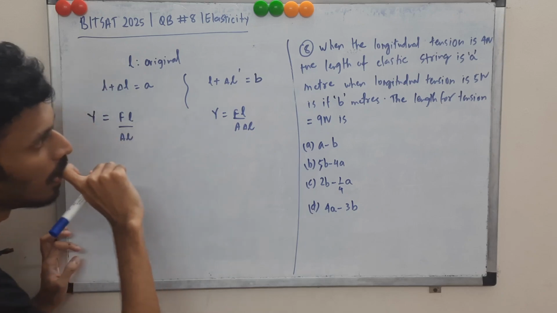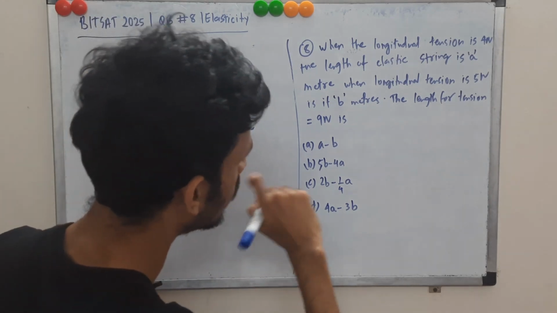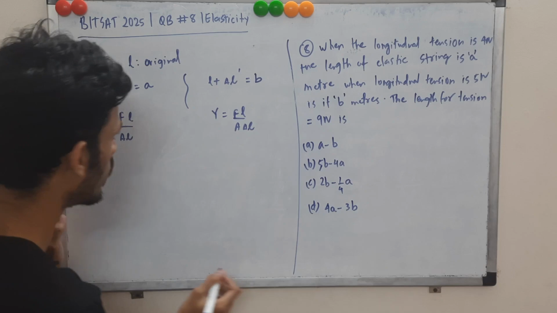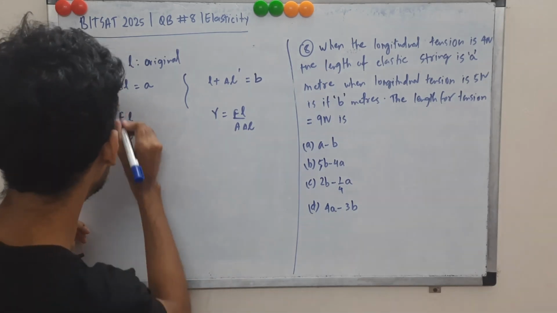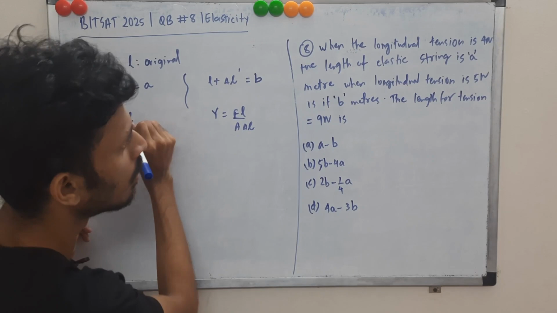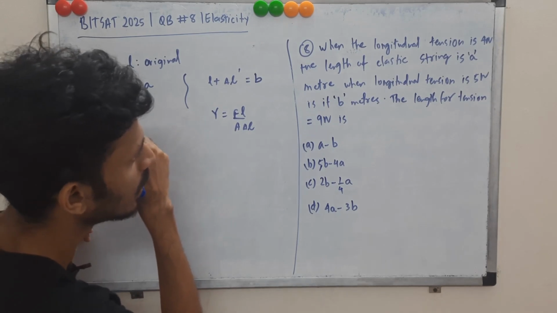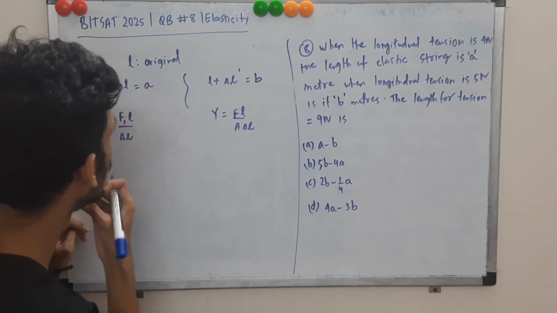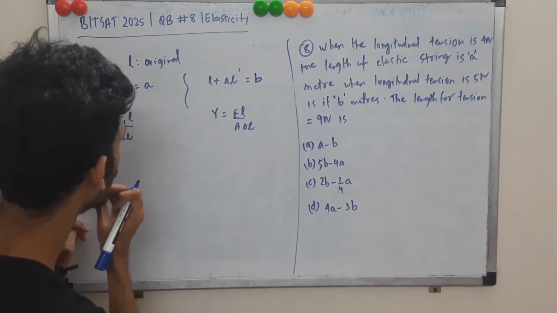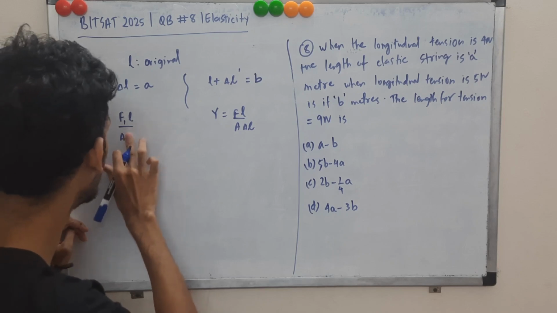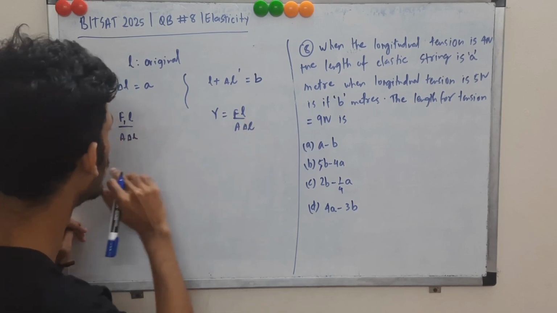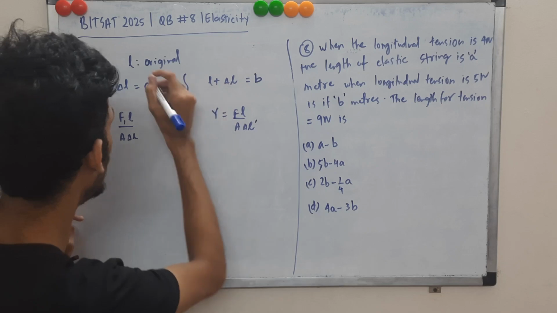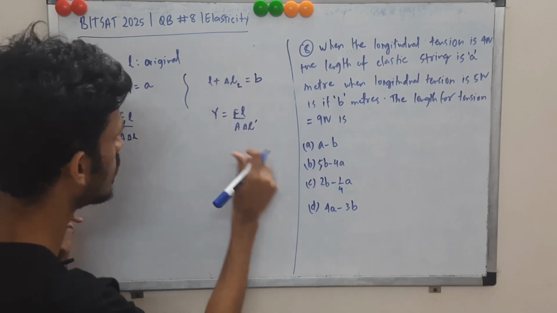Since the material is same string, we are applying 4 newtons and 5 newtons, you can equate their Young's modulus. So F is different. The length will be L plus this delta L, this is also delta L. So here L and L prime I'm saying, or L1 and L2 I can say. Original length is same in both the cases.